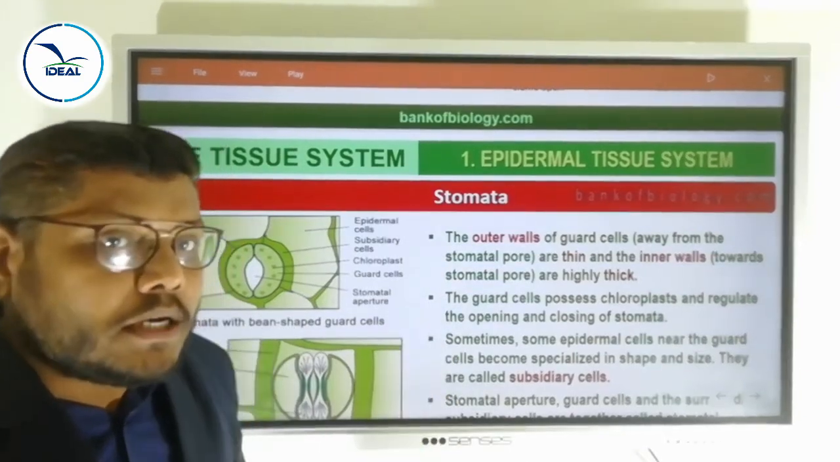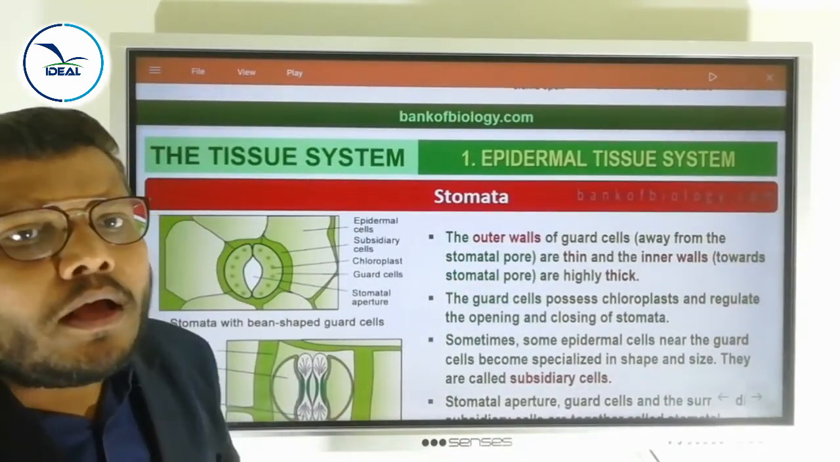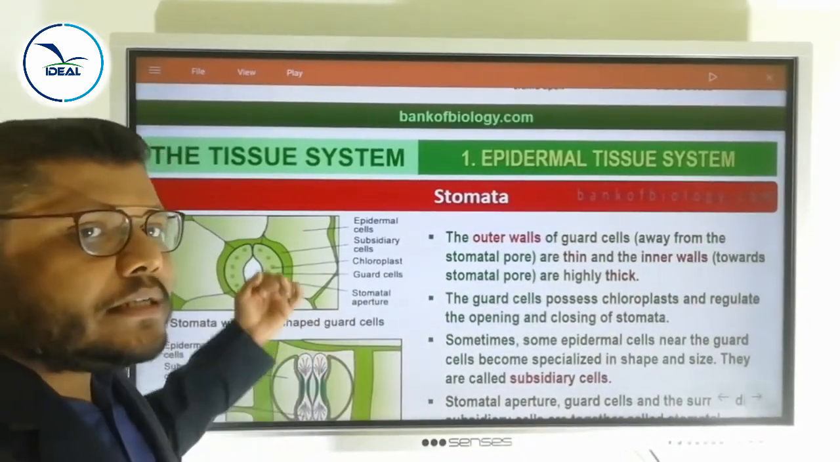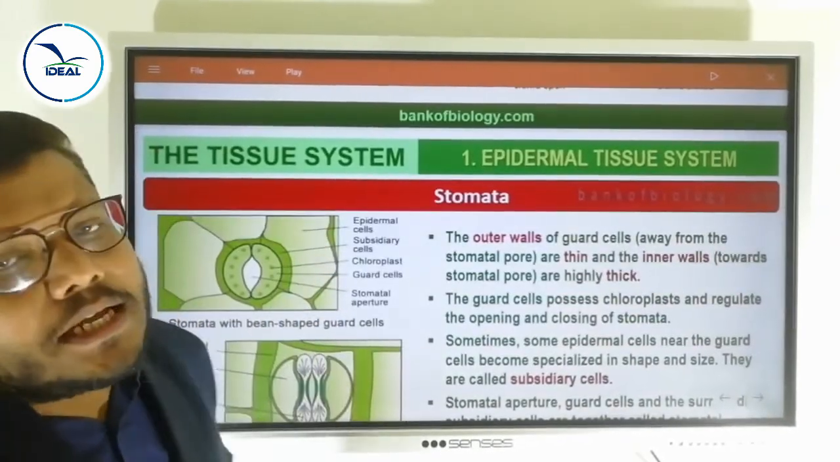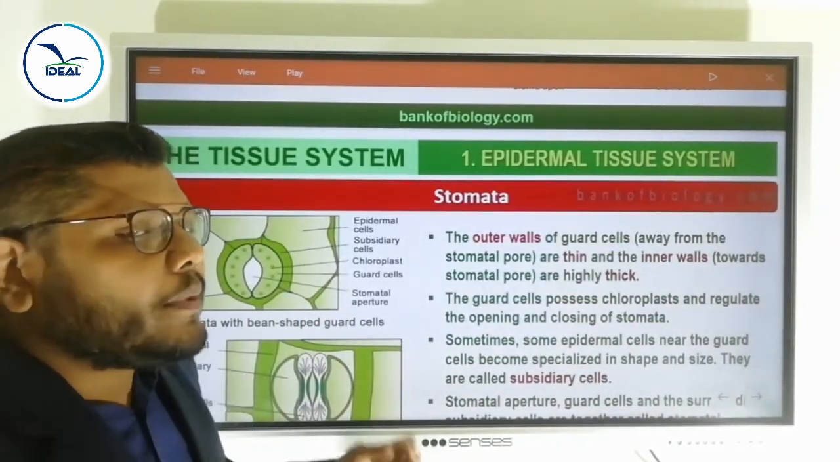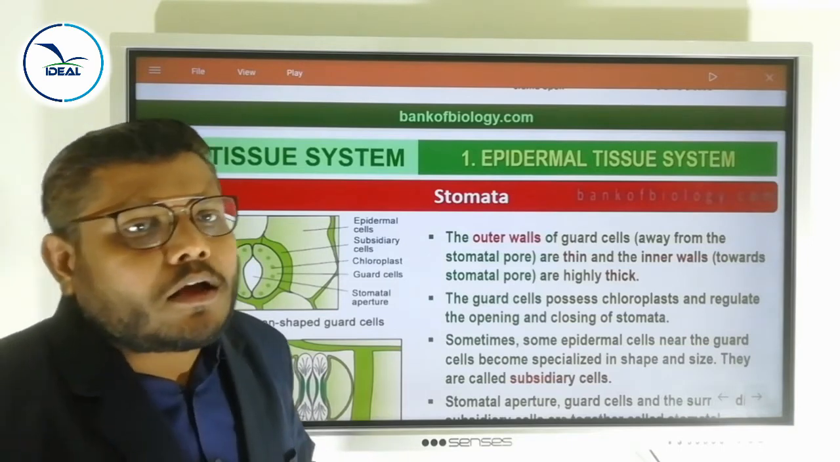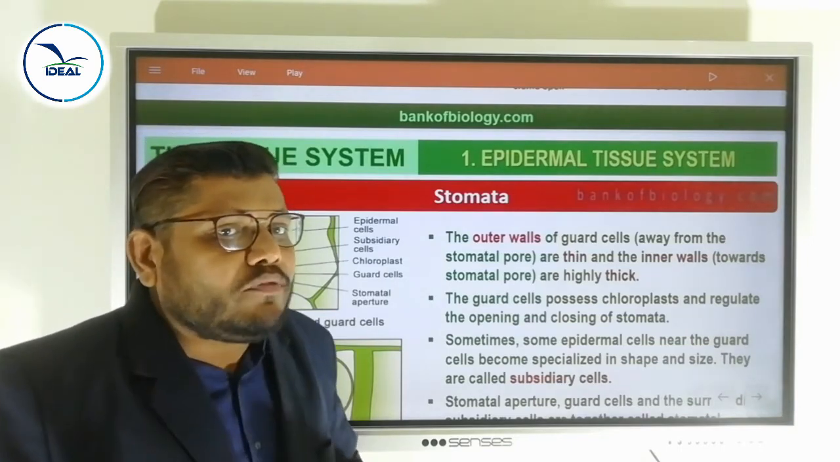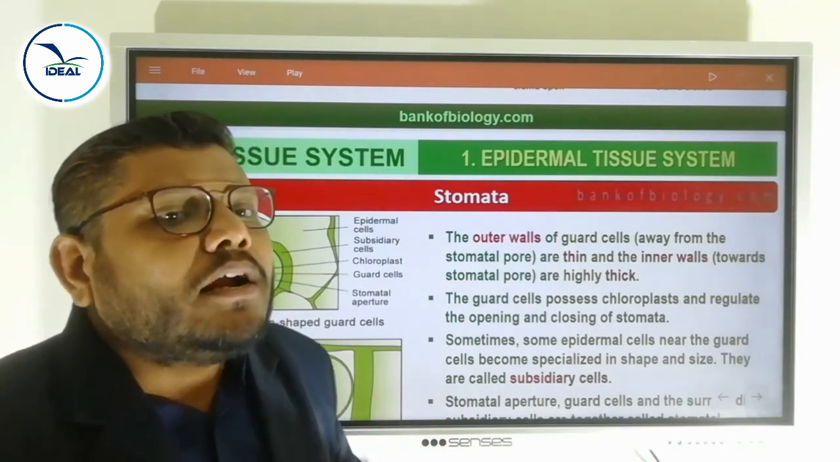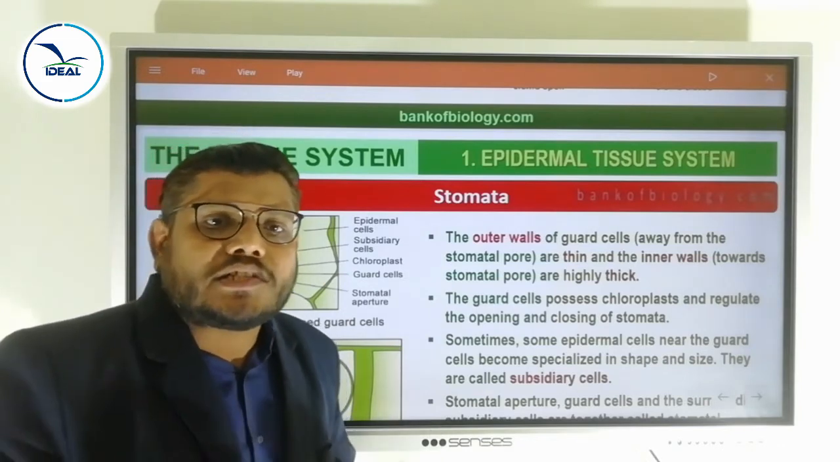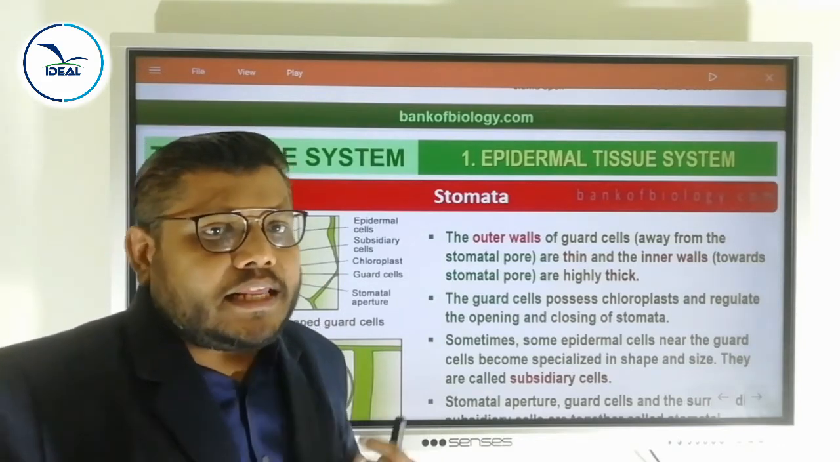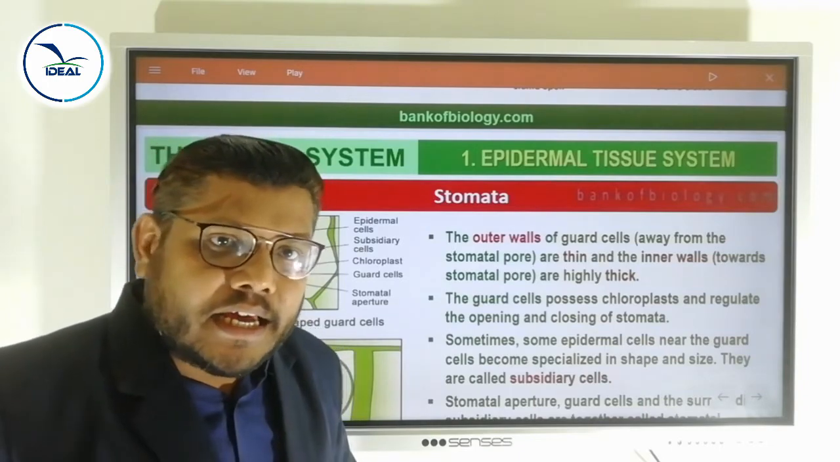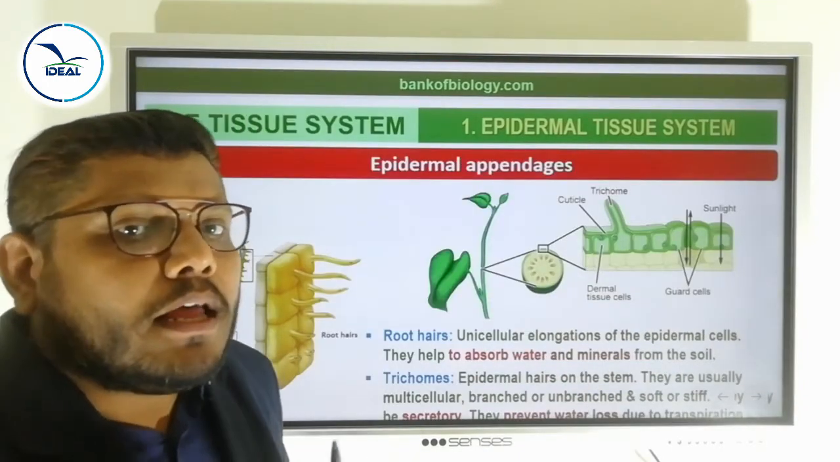Stomatal aperture, or we can say stomatal pore, and guard cells and subsidiary cells together we can call the stomatal apparatus or stomatal complex. Is it clear? So what are the functions performed by the stomata? Transpiration and exchange of gases, or we can say gaseous exchange. Is it clear?